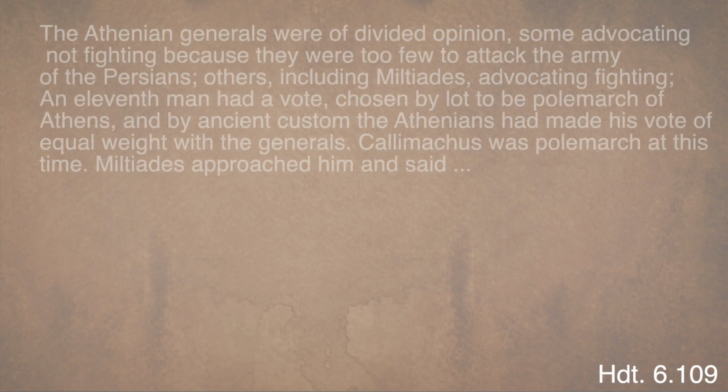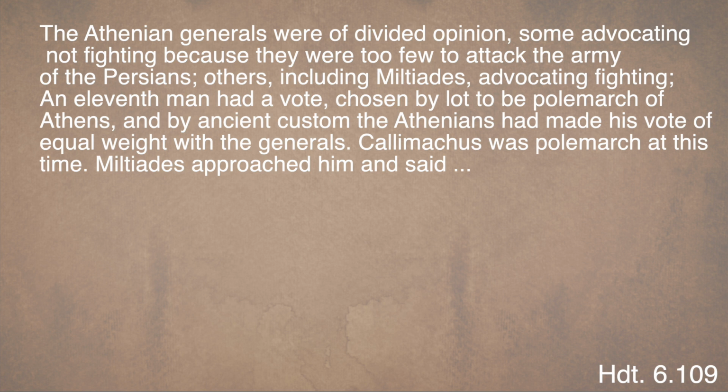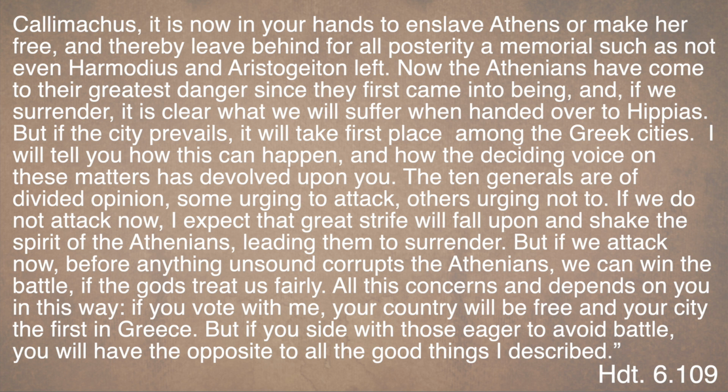Quote, "The Athenian generals were of divided opinion, some advocating not fighting because they were too few to attack the army of the Persians, others, including Miltiades, advocating fighting. An 11th man had a vote, chosen by lot to be Polemarch of Athens, and by ancient custom the Athenians had made his vote of equal weight with the generals. Callimachus was Polemarch at this time. Miltiades approached him, and he said, 'Callimachus, it is now in your hands to enslave Athens or to make her free, and thereby leave behind for all posterity a memorial such as not even Harmodius and Aristogeiton left.